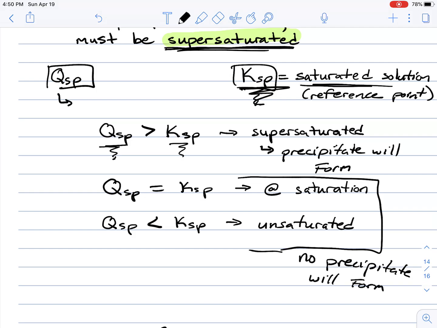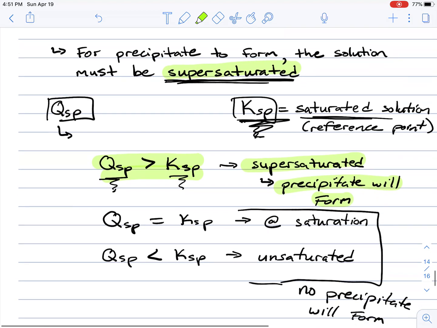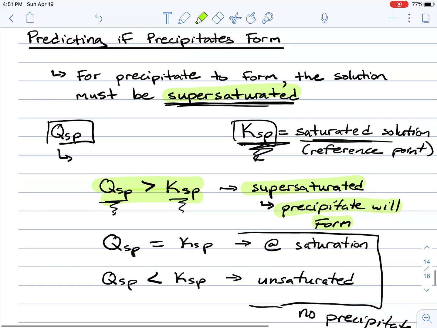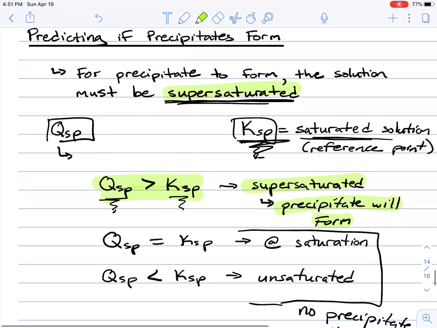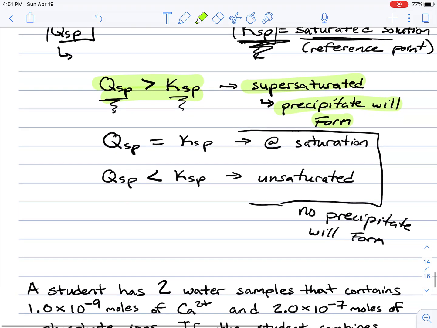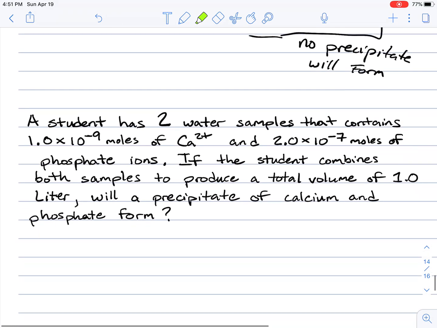Okay. So we only really have one possibility that will allow our ions to come together to form a precipitate. And that is when Qsp is greater than Ksp. All right, so this is just the background for what we're going to be doing. Let's apply this background information to a word problem, and see how we can assess Qsp.